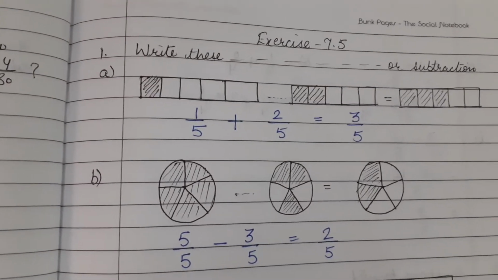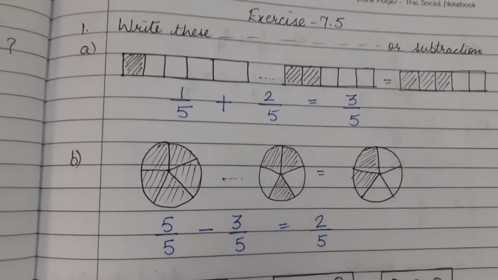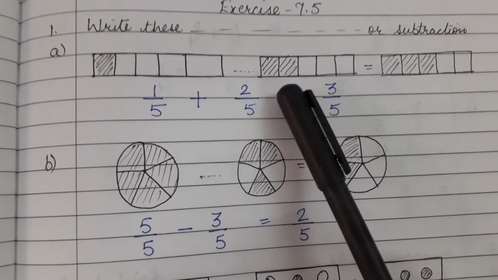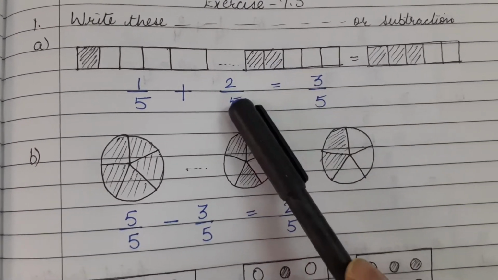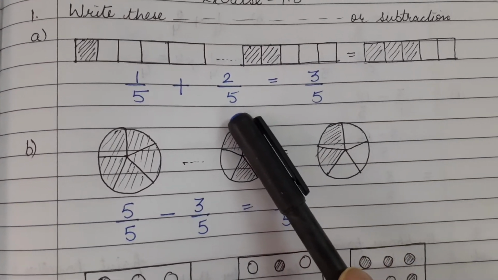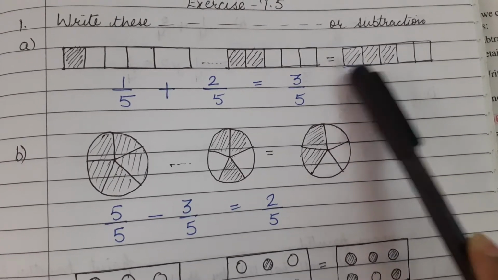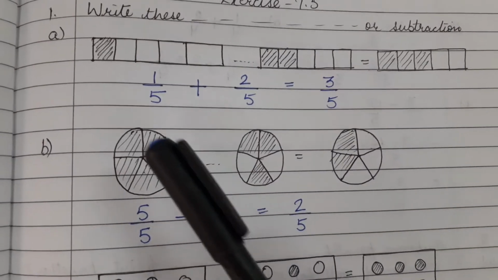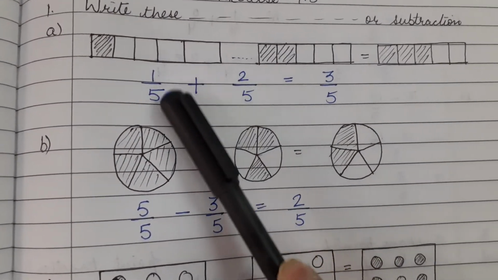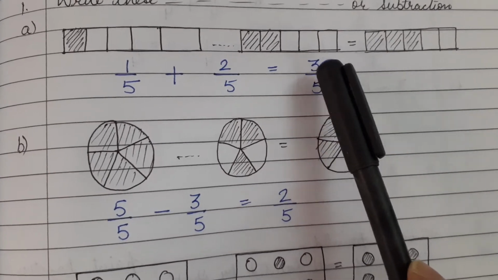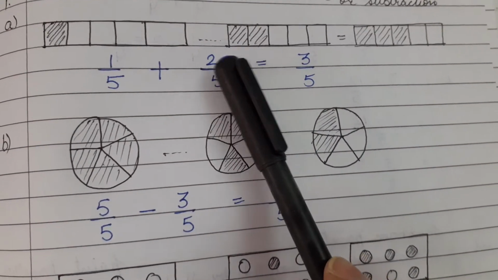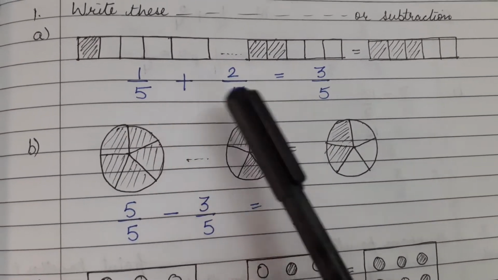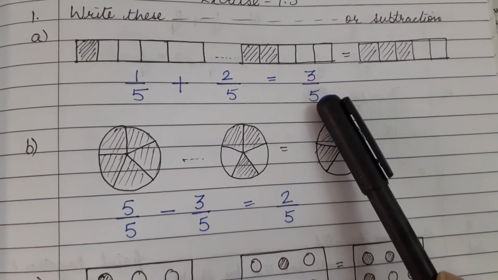So the fraction of the first figure is 1 by 5, as one part is shaded here out of 5. And here the fraction will become 2 by 5, as two parts are shaded out of 5. And on the right side, 3 parts are shaded here, so 3 by 5. So what sign should I put here? I'll get 3 when I add 1 and 2. So here I'll put the plus sign to add these two fractions. I'll get 3 by 5.